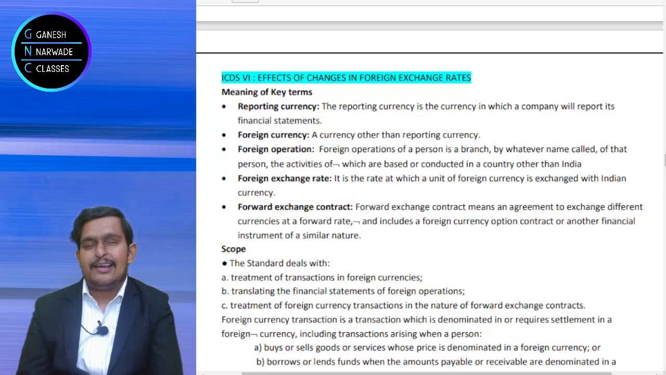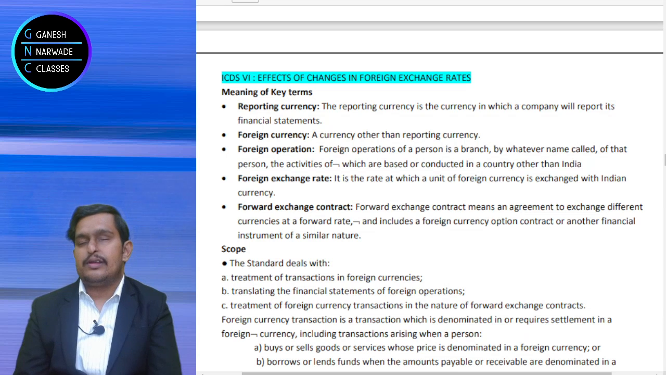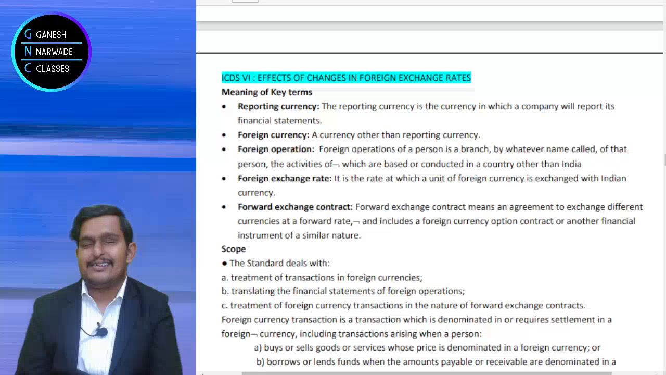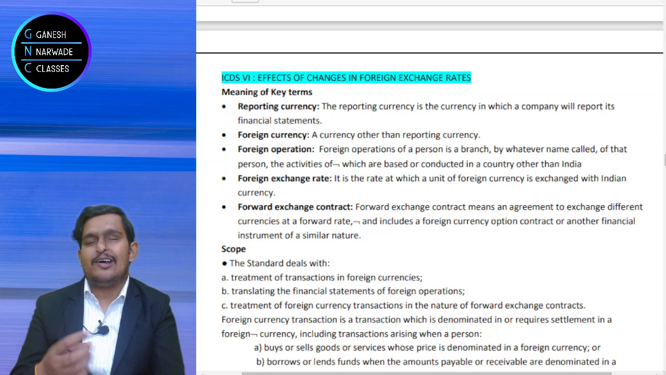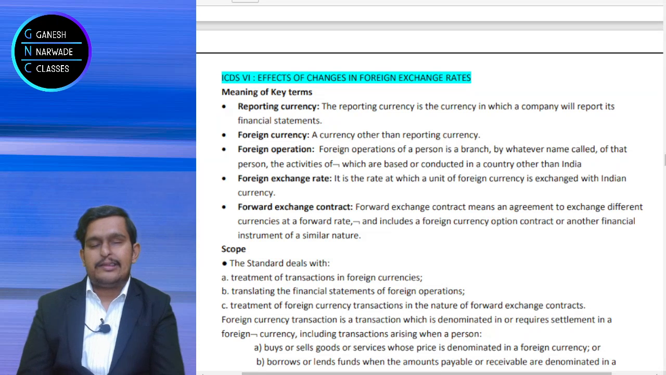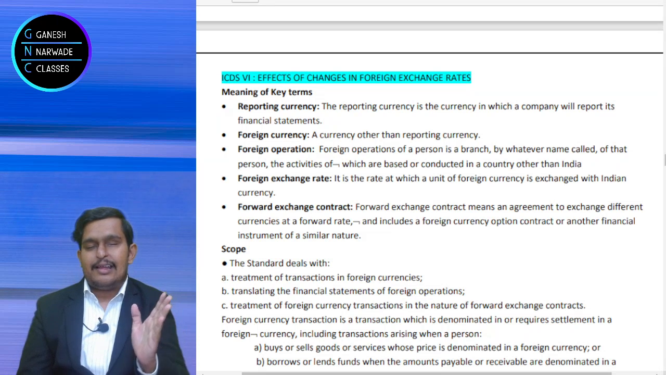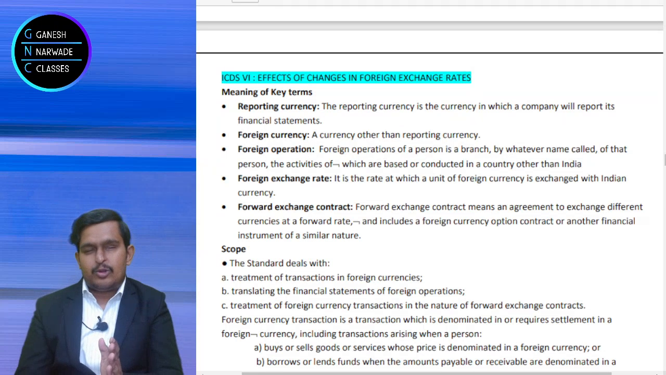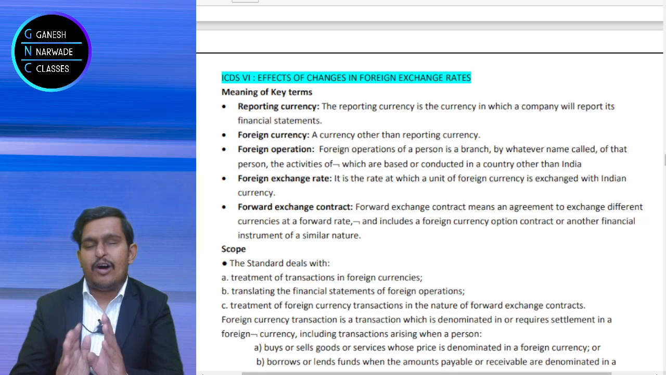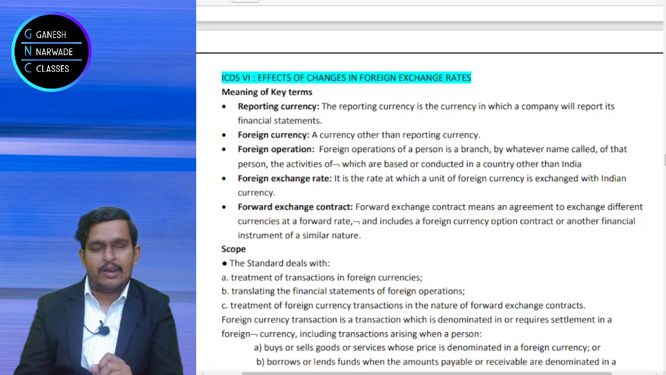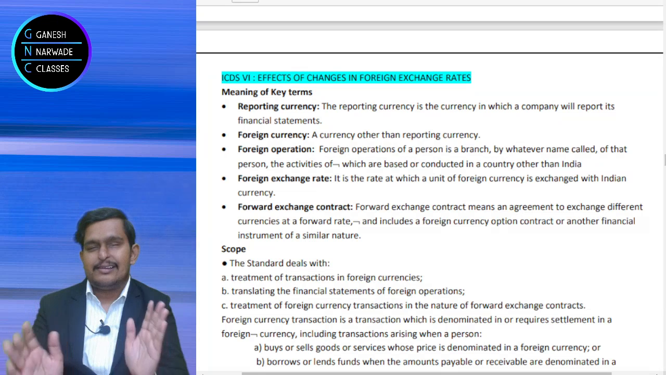Sir, foreign currency means dollar, ruble, euros. Yes, you are right. But foreign currency means a currency other than the reporting currency. Suppose, for example, for us Indians, Indian National Rupee is the reporting currency. So any currency other than this is foreign currency. Like ruble, foreign currency. US dollars, foreign currency. Right? Example clear? Yes, sir.